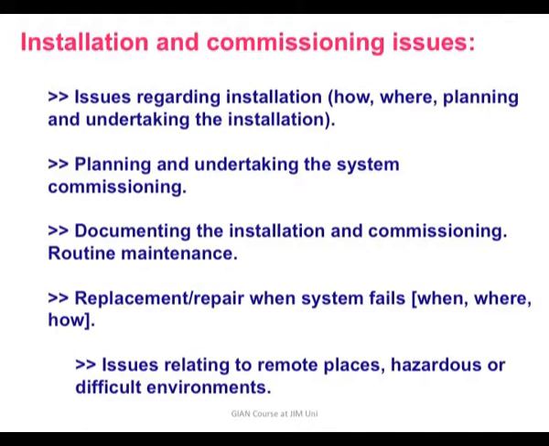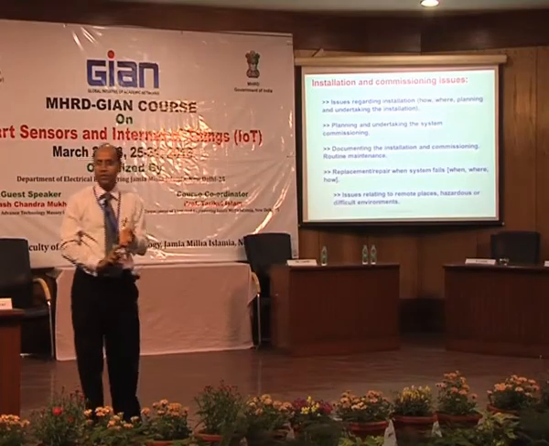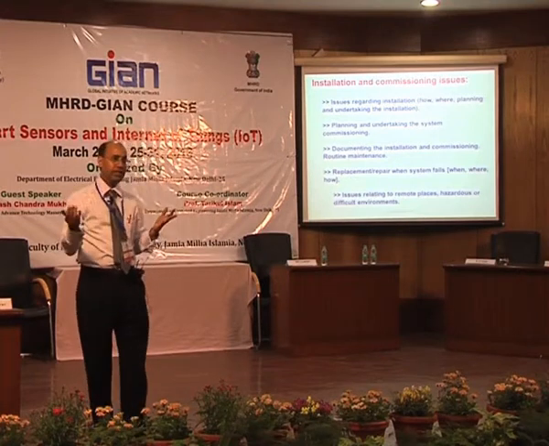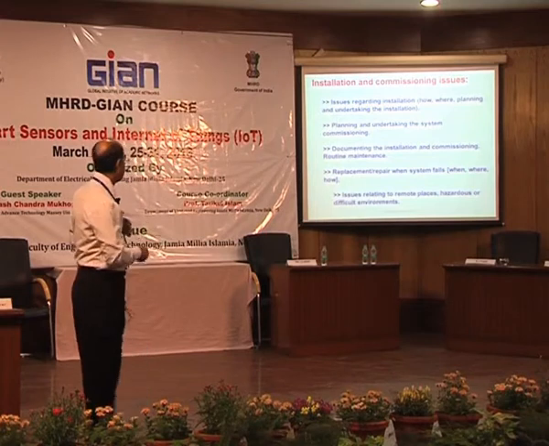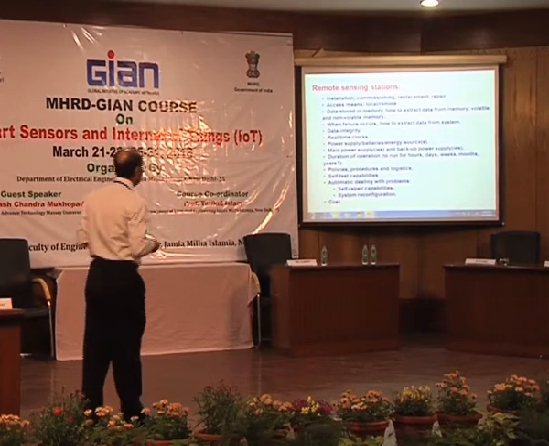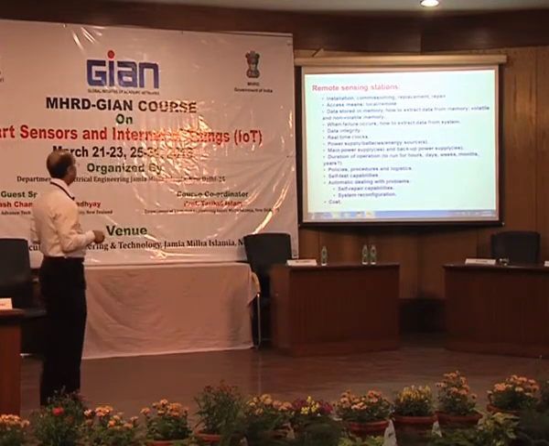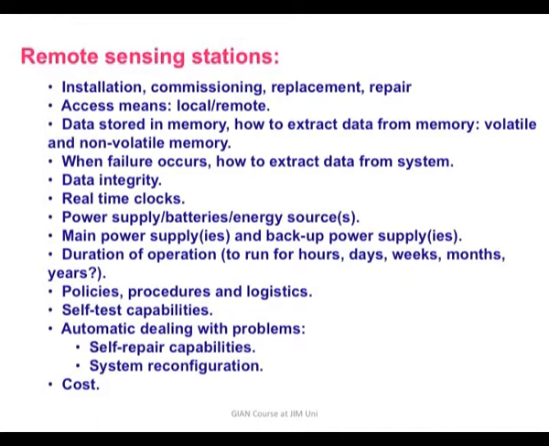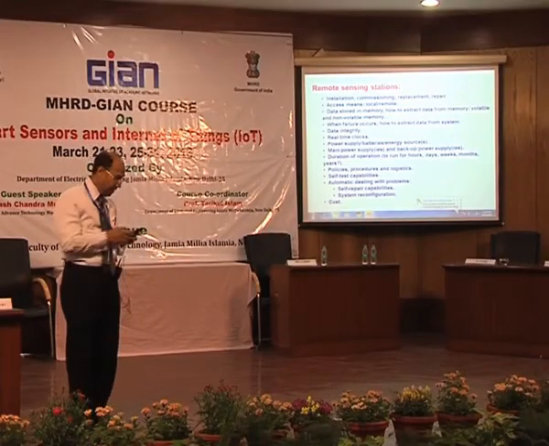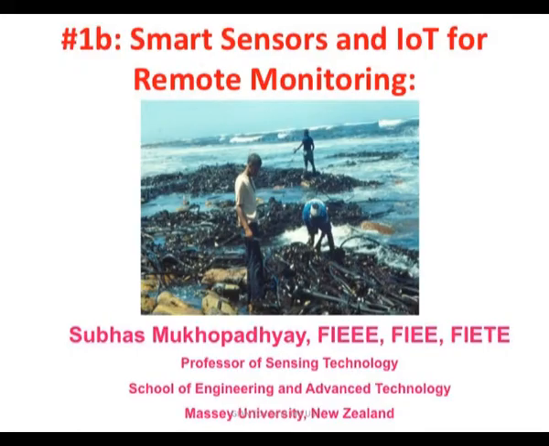Replacement and repair issues. Replacement is one of the most important things, that is, whether you could go for interoperability. If you follow a certain standard, then it can help the system. And another thing: remote sensing stations, you also need to look into quite a few things, and at the end, the cost. Cost is very important, because that dictates, especially for distributed monitoring, where the cost is hugely important because you have many systems. So that was the last slide. Okay, so those are the issues we have.